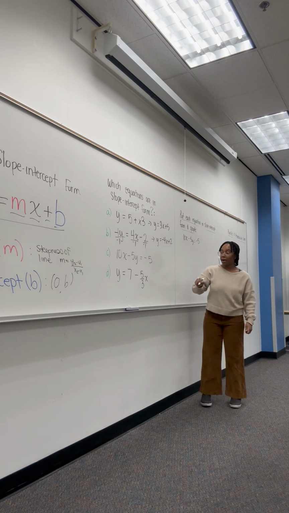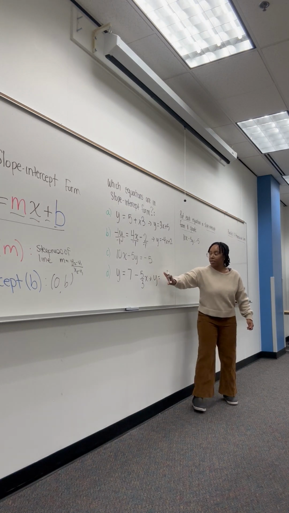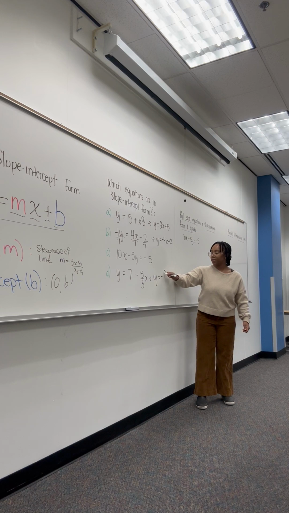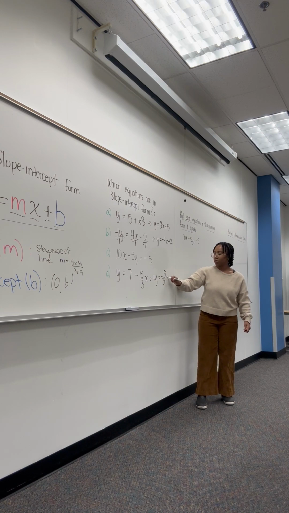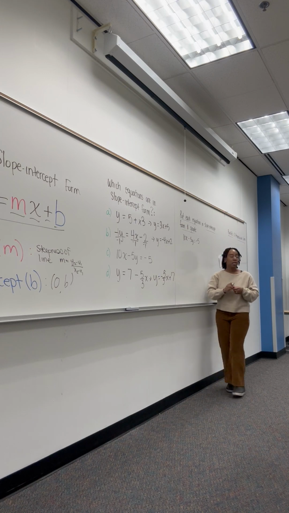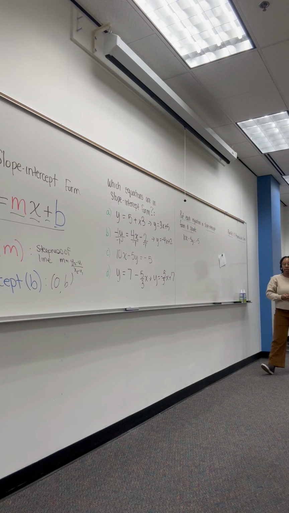So when we flip it around, we'll have, in slope-intercept form, this is our slope, negative 5 over 3x. That's what we write first. And then our 7 is positive, and so we'll have plus 7. So now it's in slope-intercept form.